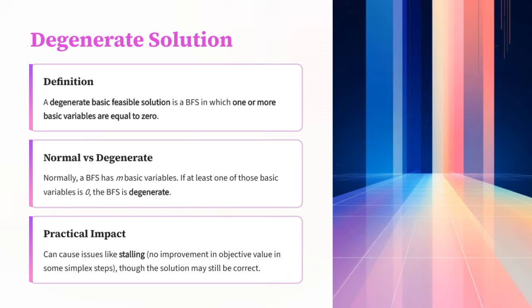So, what's the difference between a normal BFS and a degenerate one? Well, a degenerate basic feasible solution is simply a BFS where one or more of the basic variables are equal to 0. This condition, having one or more basic variables at 0, is what we call degeneracy. It's an important concept because it can influence how the simplex algorithm proceeds and how we interpret the solutions. In summary, degeneracy can cause some complications, like stalling, but it doesn't mean the solution isn't valid. It's just a different scenario we need to be aware of when analyzing and solving linear programming problems.